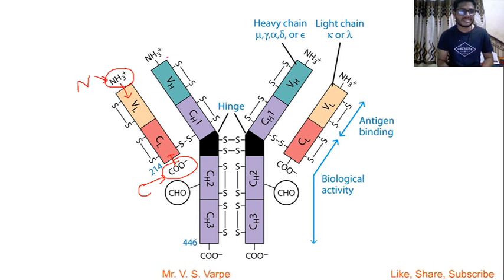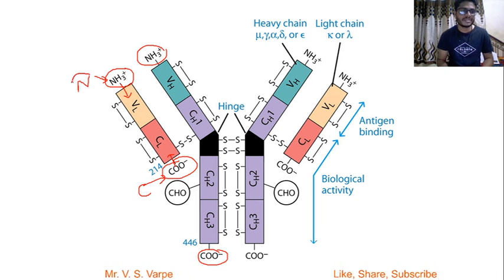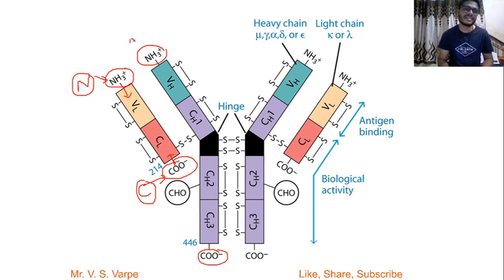Okay, on this side there is an amino group, and on this side there is a carboxyl group. That means this is the N terminal of the light chain and this one is the C terminal of the light chain. Same on this side: this one is the N terminal of the heavy chain and this one is the C terminal of the heavy chain.